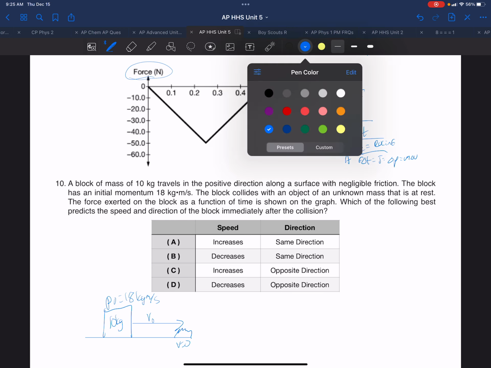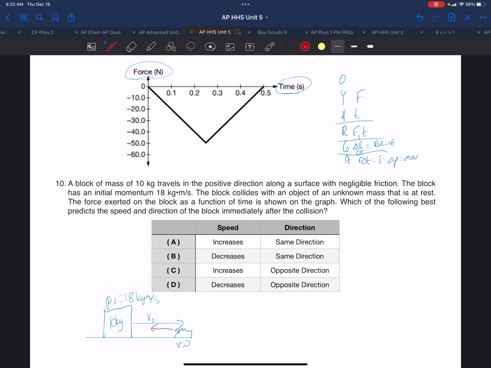So this object is going to exert some force like this in a negative direction. And lo and behold, we can see that from the graph. It starts with a 0 force and it increases to a maximum force like so. Which of the following describes the speed and direction of the block immediately after the collision?